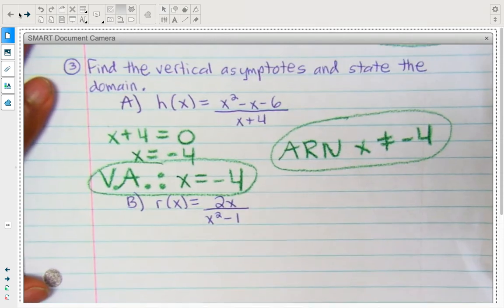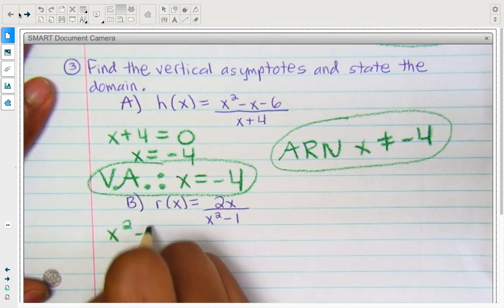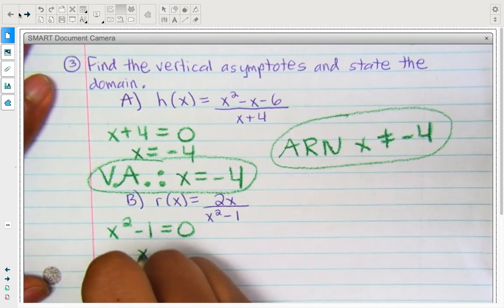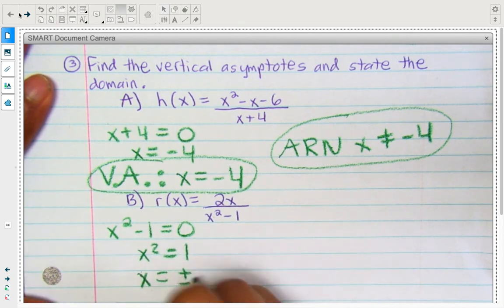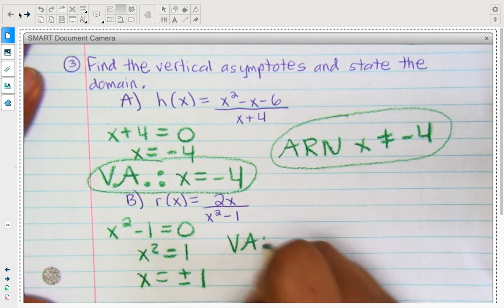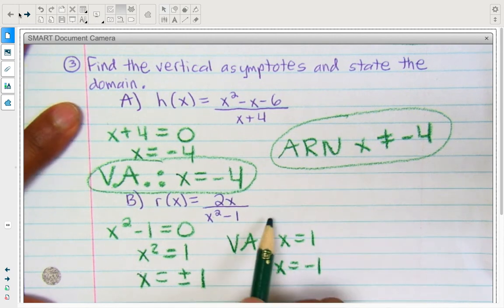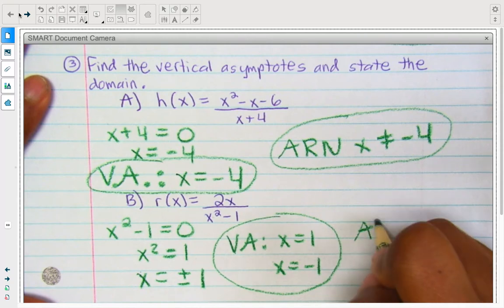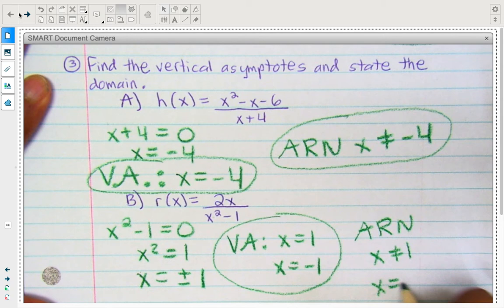And the last one, same thing. Take your denominator and set it equal to 0. So x squared minus 1 equals 0. We need to solve this equation, add 1 to both sides, and take the square root, and we get plus or minus 1. So I have two vertical asymptotes for this problem. One of them is at 1, and the other is at -1. So these are my two vertical asymptotes. And my domain is all real numbers except these two numbers.